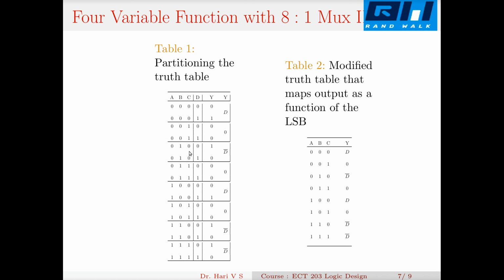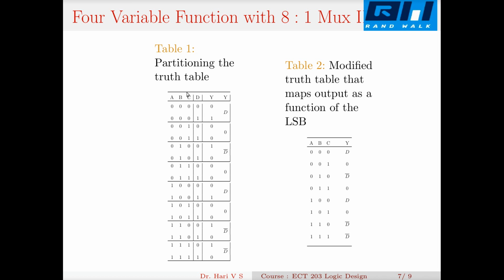Now what I can do is partition the truth table by drawing a line like this, around the least significant variable D. If you look into these two rows, ABC is 0 0 0, and D equal to 0 and 1. Now if you look into this right column, it is 0, 1. Here D is also 0, 1. So I can conveniently say Y is equal to D here.